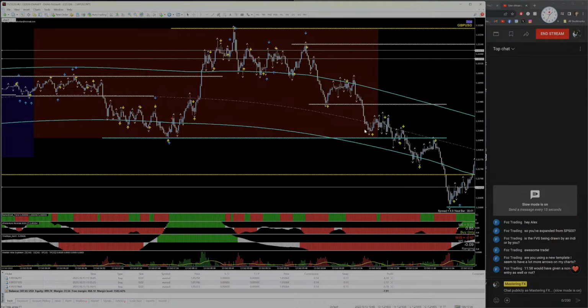1158 would have given a non-entry as well or not? 1158. Let me see where 1158 is. This is down here. Do you mean time 1158? I'm not quite sure. This is 1158, so that's on this candle here.